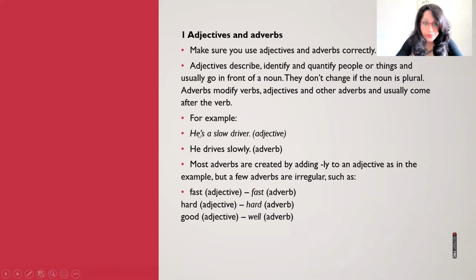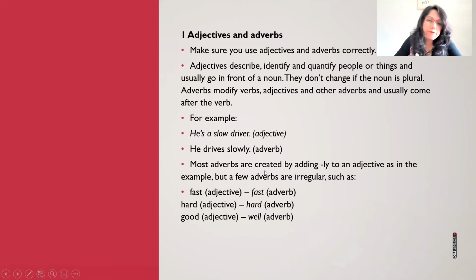Okay, so if you look over here, he is a slow driver. So slow is your adjective. And when you have your adverb, he drives slowly. And slowly here is an adverb. Well, most of the time, when you have your adverbs, you make them by adding ly to an adjective, as in the example right over here, so slow, and then you have slowly.